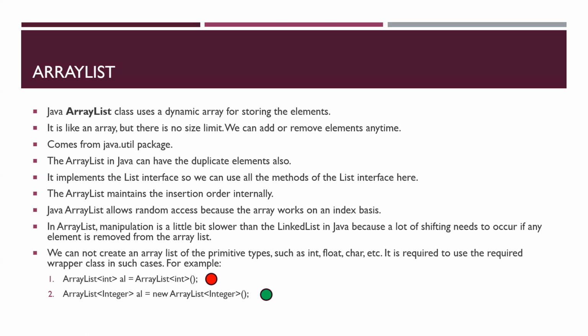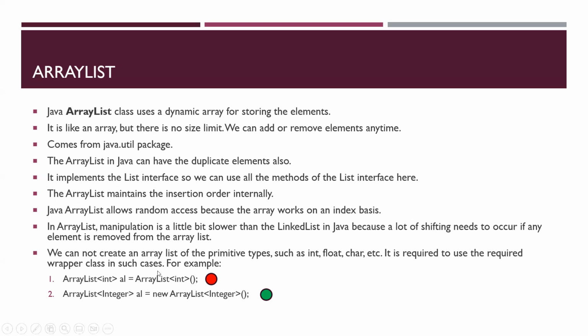Similarly, if you want an element which is in position number 5, you'll simply write get of 5. ArrayList dot get of 5, and you'll get the value of it. So this will allow random access. And manipulation is a bit slower than linked list because in Java there's a lot of shifting if you want to remove an element from the array list. When we discuss array list and linked list, you'll get to know the exact meaning of it, like why the manipulation is a bit slower.